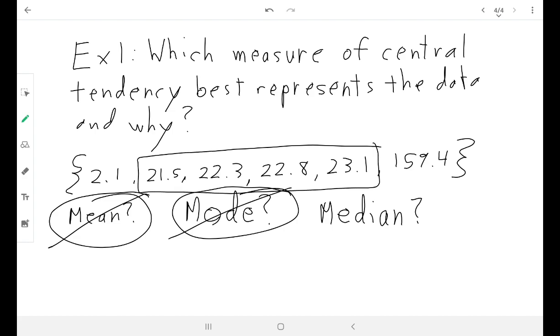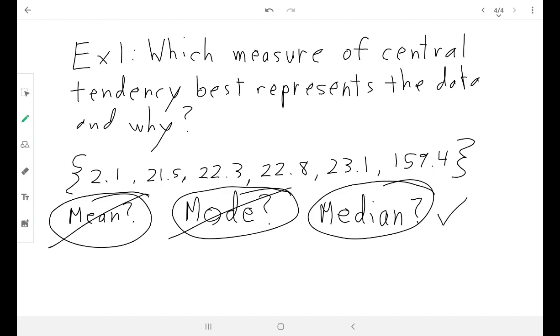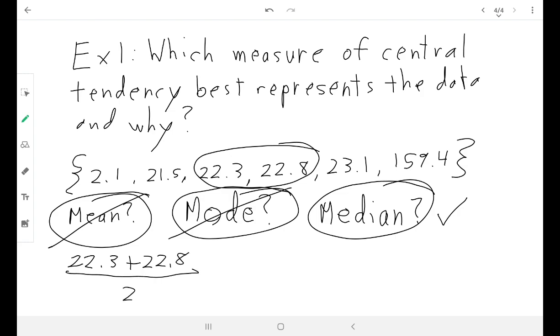amidst all of these ones, we don't have any big leaps. We go from 21.5 to 22.3 to 22.8 to 23.1. We're slowly getting larger, but slowly, and we're not taking big steps forward. So all of that tells me that the median is indeed the one that I want to use. And then if I wanted to calculate the median, I do 22.3 plus 22.8 and divide it by 2, and I can do that real quick.